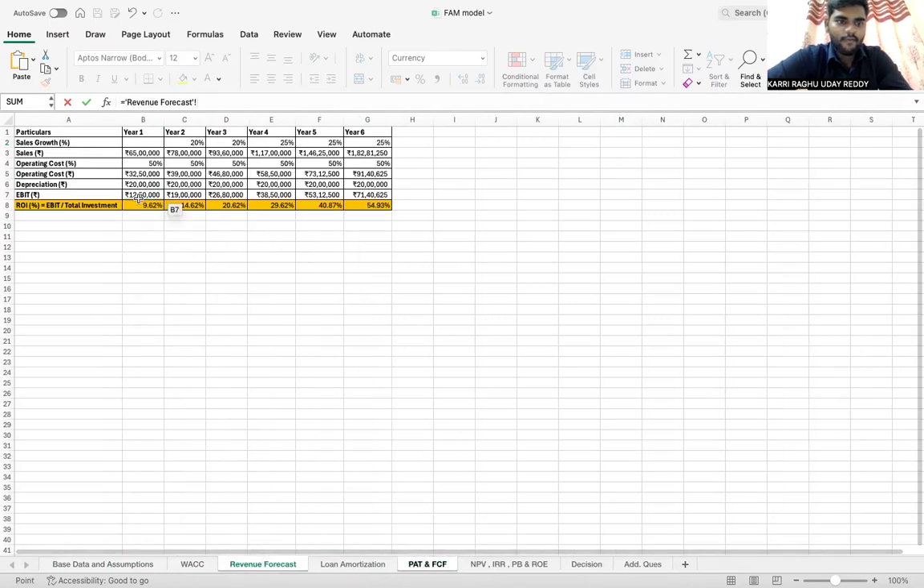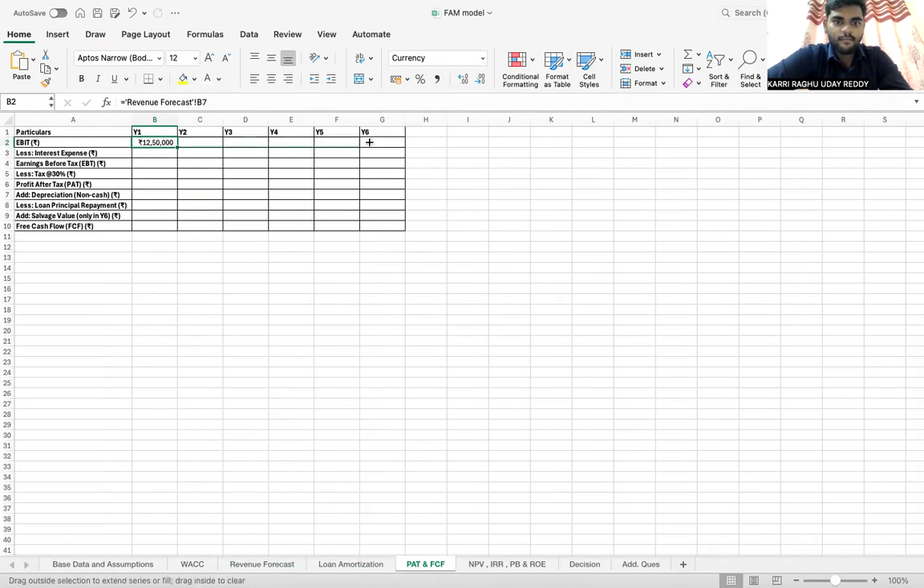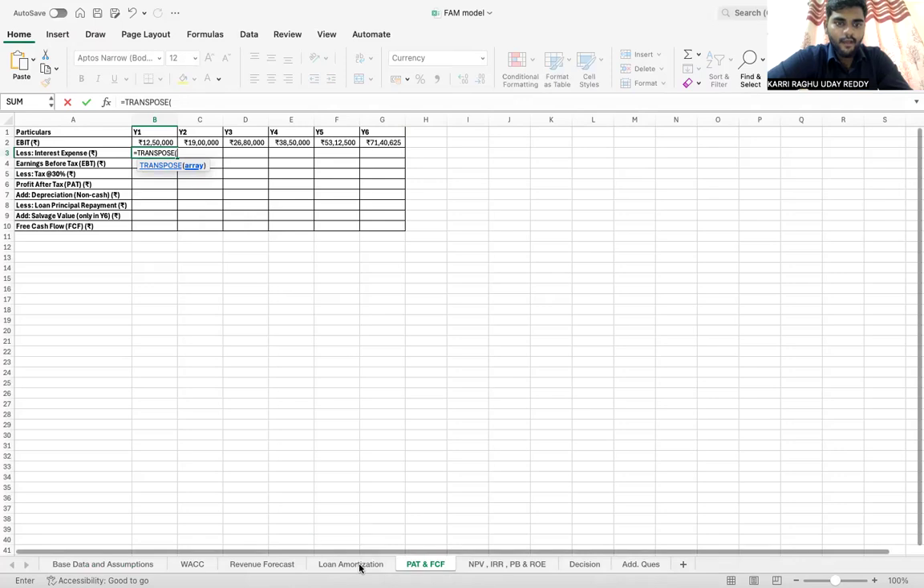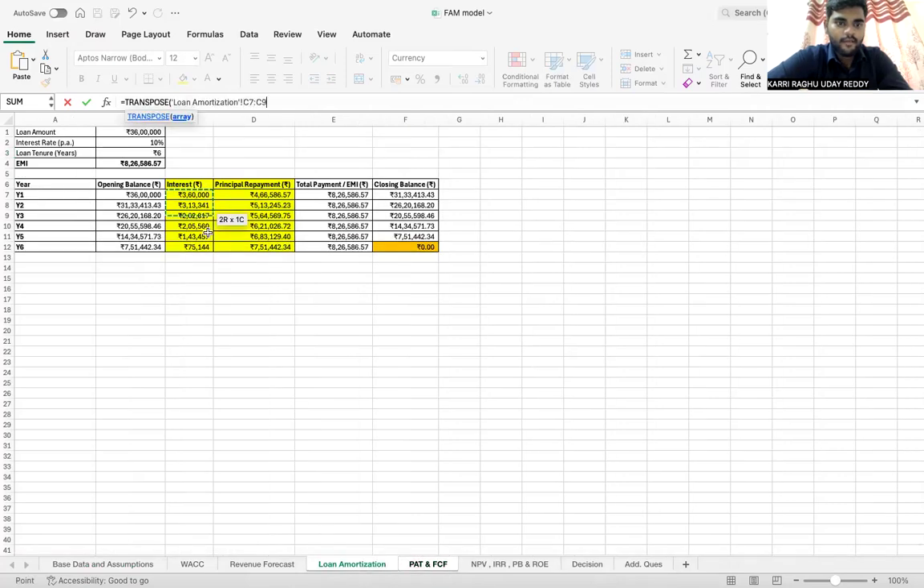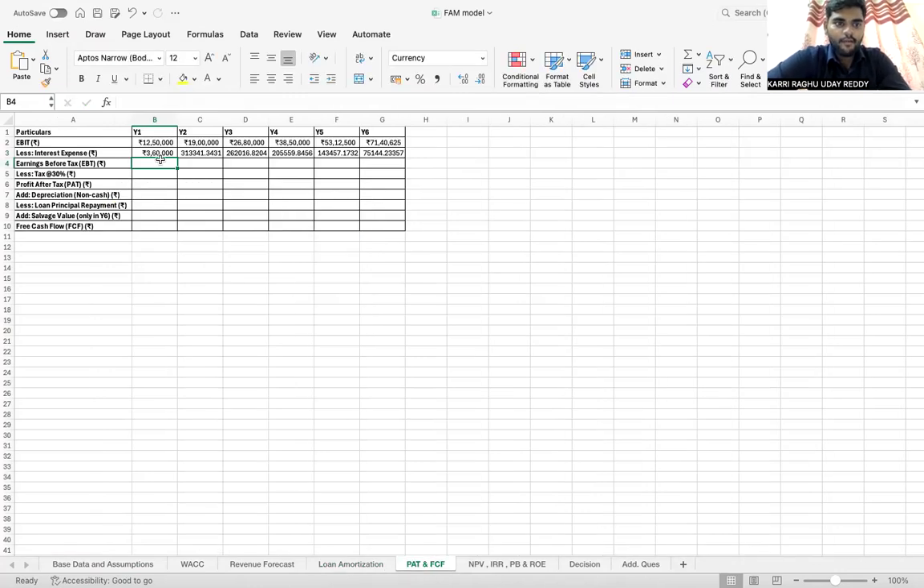I'm taking the same values here, 12 lakh 50,000, and we will drag the same for 6 years. So EBIT we got, and interest expense just now we calculated. I'm using a function called transpose here because the values are vertical and horizontal, so it will be easier to copy. Now we got the interest amount, and EBT will be EBIT minus interest value 8 lakh 90,000.